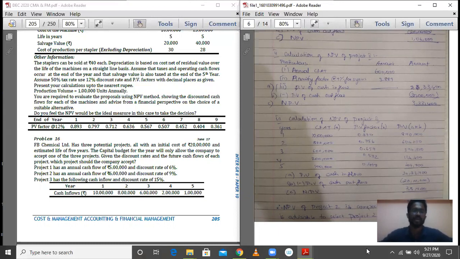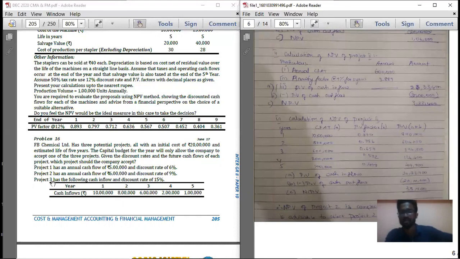Now copy the CFAT for each year. See, they have given different CFAT for all 5 years for project 3. So for first year it is 10 lakhs. Copy it under CFAT column. For year 1 it is 10 lakhs, for year 2 8 lakhs, for year 3 6 lakh, for year 4 2 lakh, year 5 1 lakh. CFAT is 10 lakh, 8 lakh, 6 lakh, 2 lakh and 1 lakh. So that is the CFAT for all 5 years.